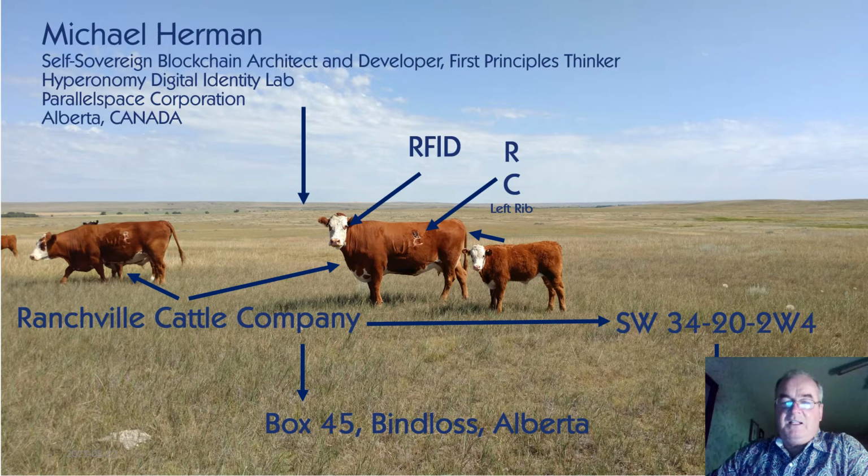Your cattle have an RFID tag in their ear. They have a brand on their side. There's linkages between cattle and the offspring, whether it be the mother cow or the bull. They generally belong to some sort of entity like a ranching company. The ranching company will have an address or a location, and that's what we call a legal description, Alberta legal description. And then that company may have other identifying information associated with it, such as box number 45 in Bindloss, Alberta. So it turns out that the place where I live, the cattle that I own, have a lot of relationships and are very amenable to a lot of this stuff we're talking about when it comes to verifiable credentials.